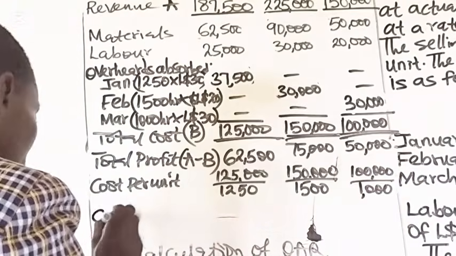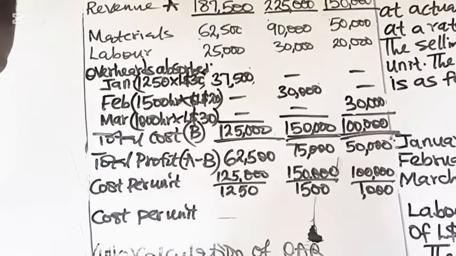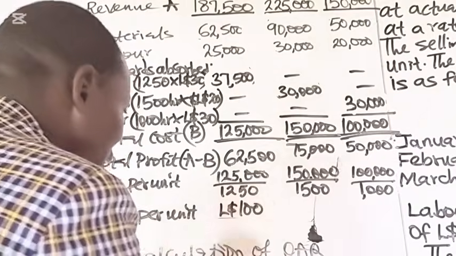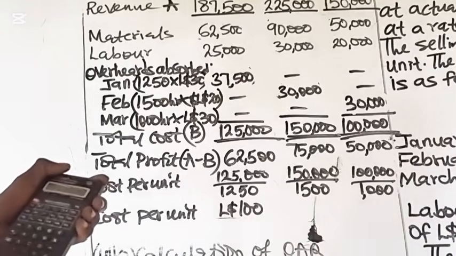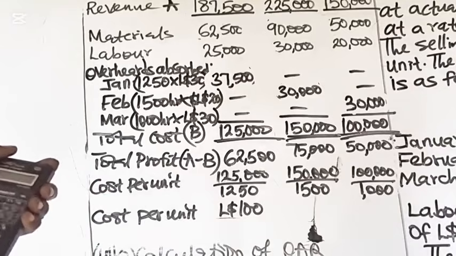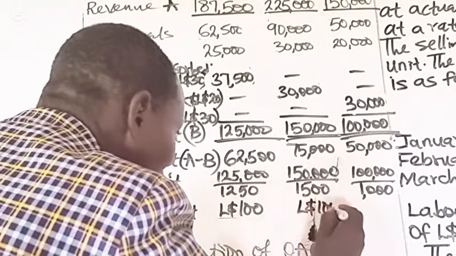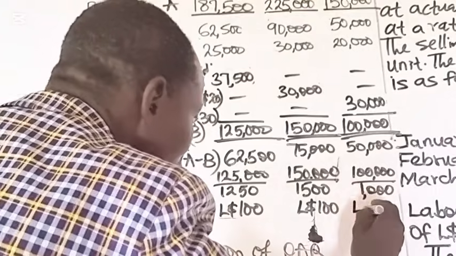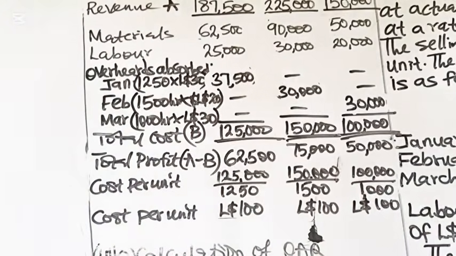Therefore, cost per unit, we have 125,000 divided by 1,250. That gives us 100 Liberian dollar. In the month of February, how much will be the cost per unit? 150,000 divided by 1,500. That equally gives us 100 Liberian dollar. In the month of March, we have 100,000 divided by 1,000. That gives us 100 Liberian dollar. Therefore, the cost per unit is 100 Liberian dollar.